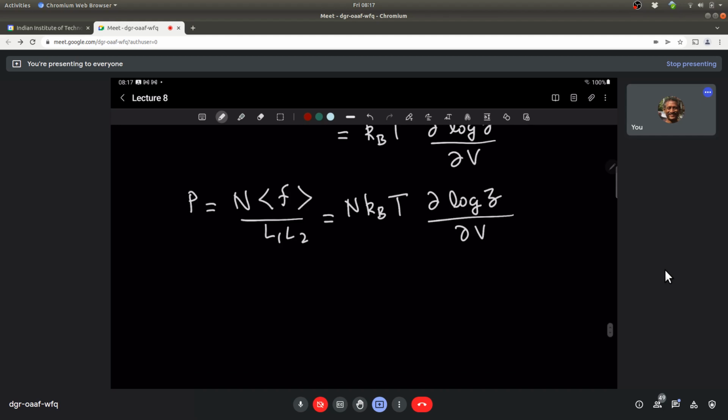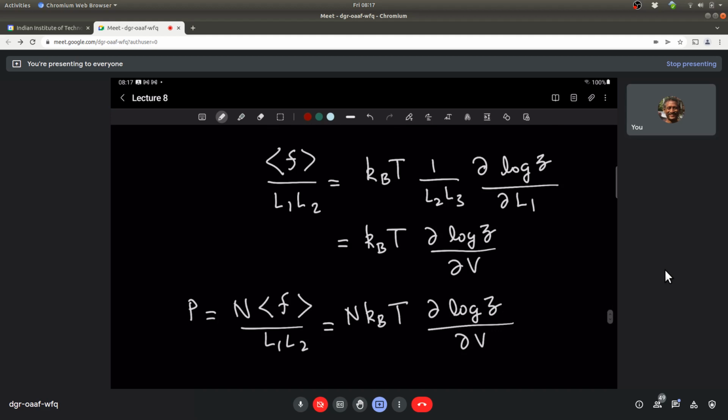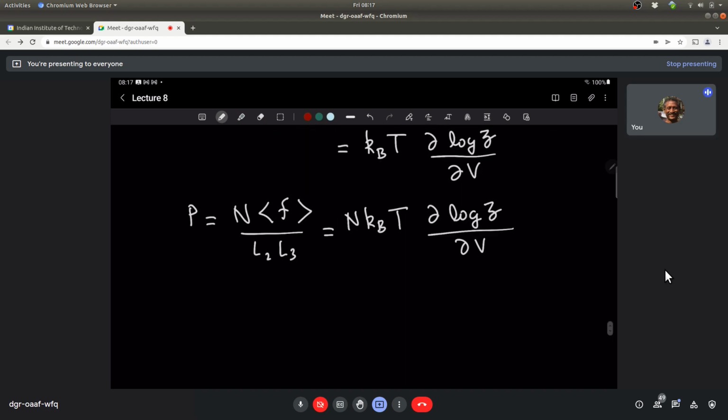So shouldn't it be L2, L3 in the denominator of average F? Absolutely. I wrote it correct in one spot, but not in the other ones. Thanks. Very good. Anything else? Okay.